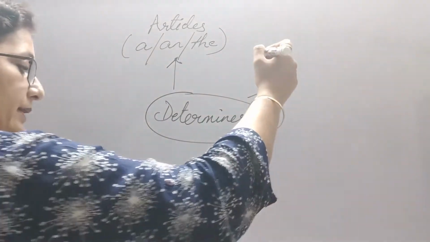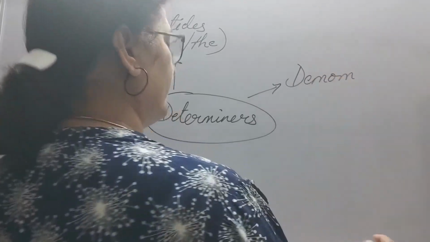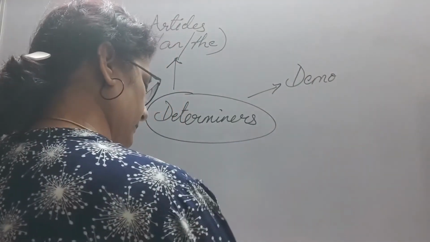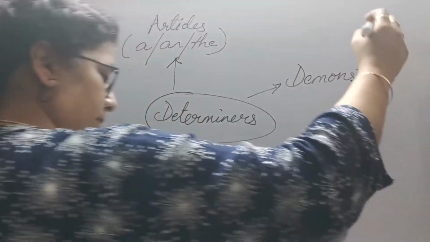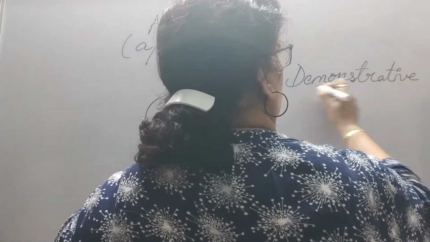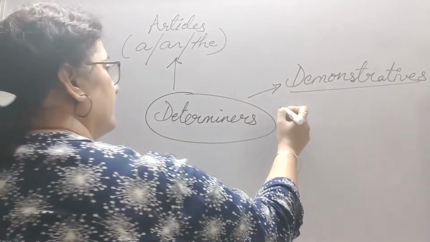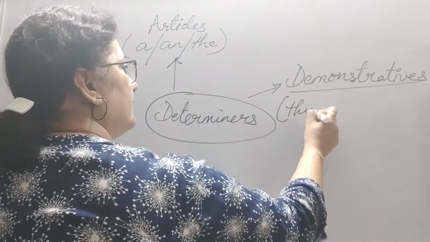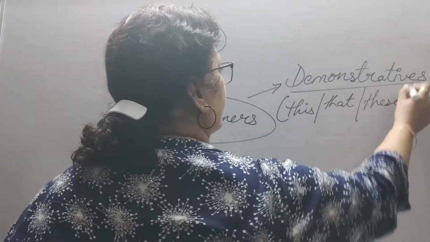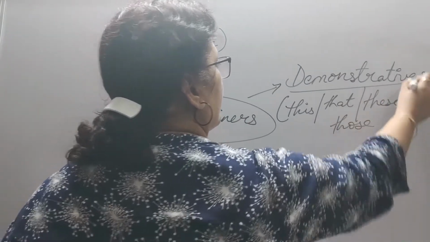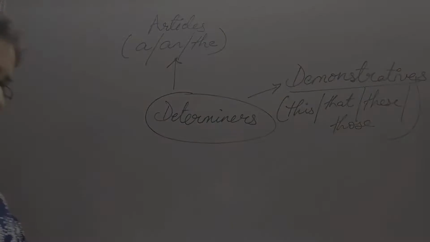The second one is demonstratives. It's called demonstratives. And demonstratives has basically four of these: this, that, these, those. Okay, these are the four parts of demonstratives.